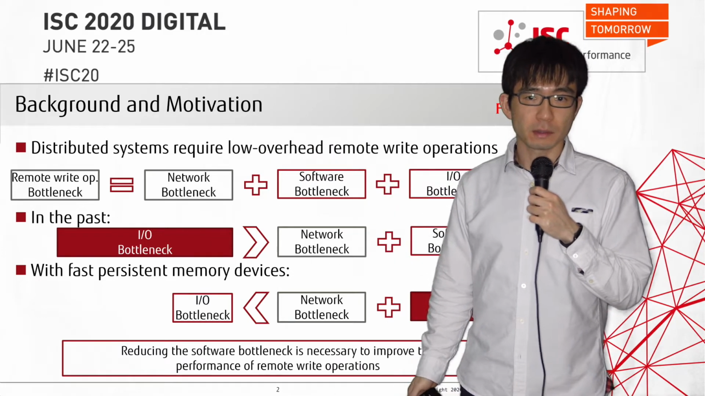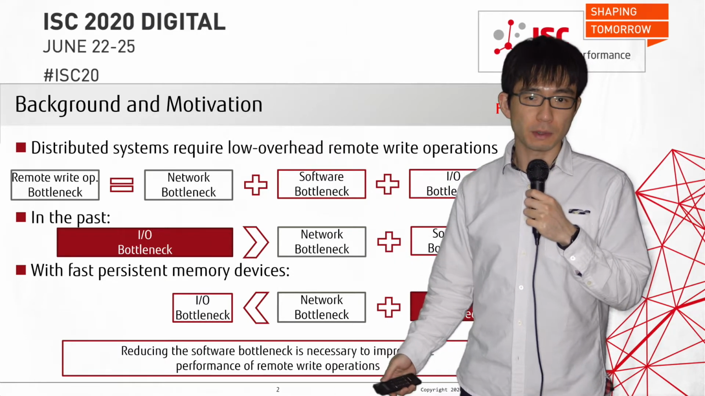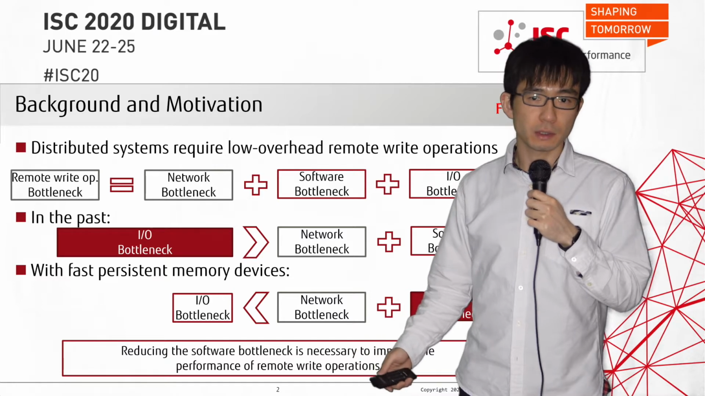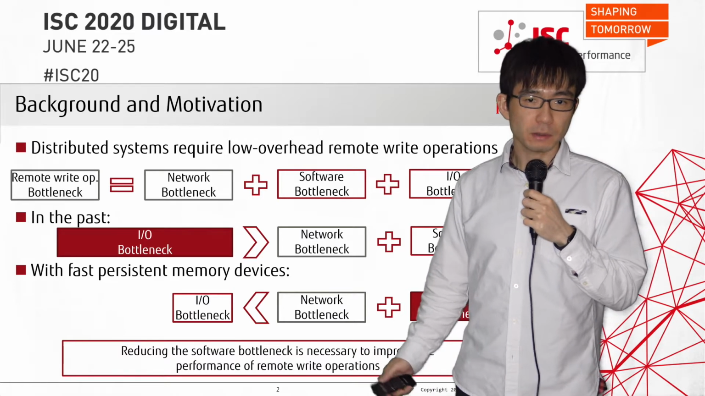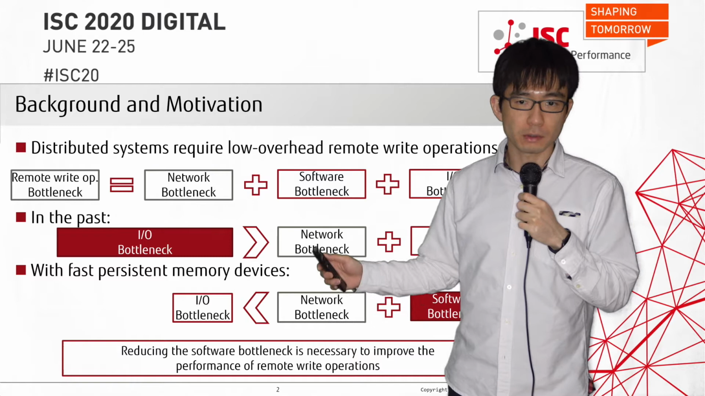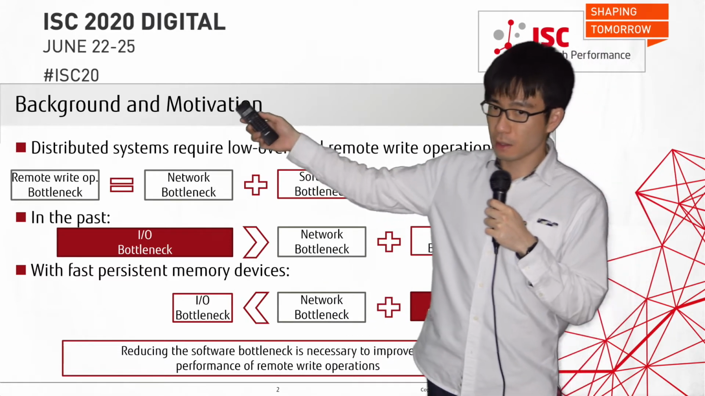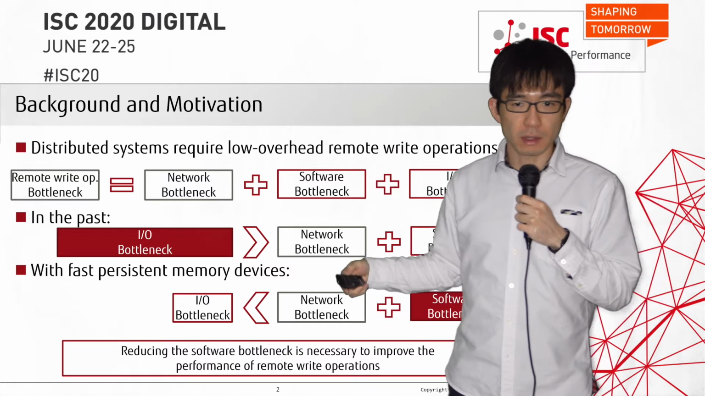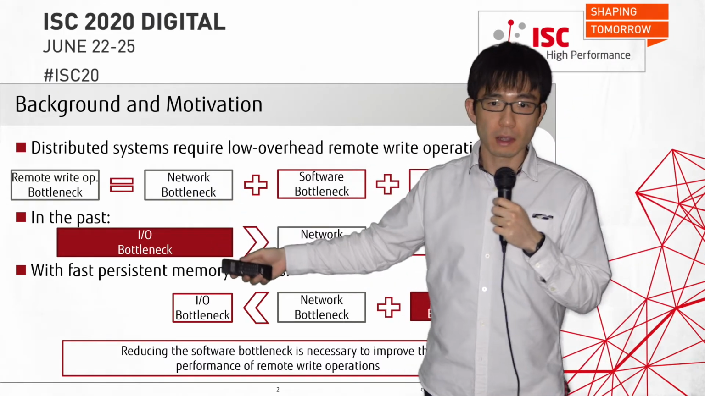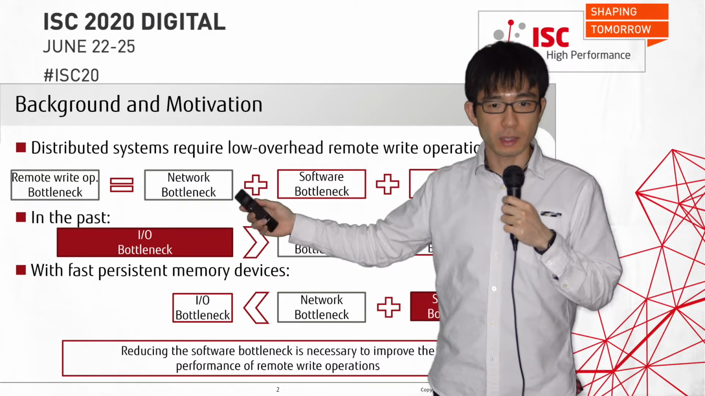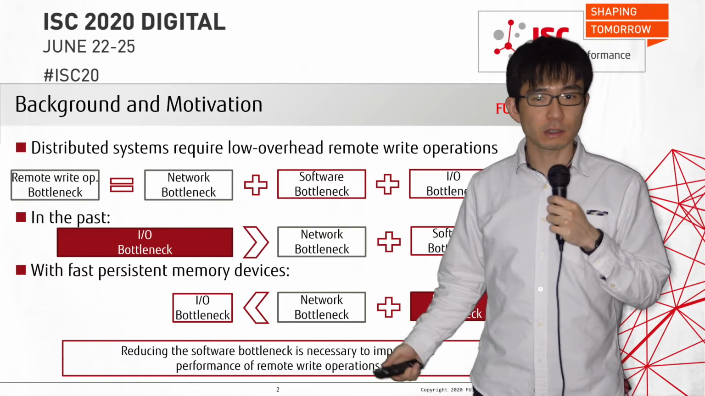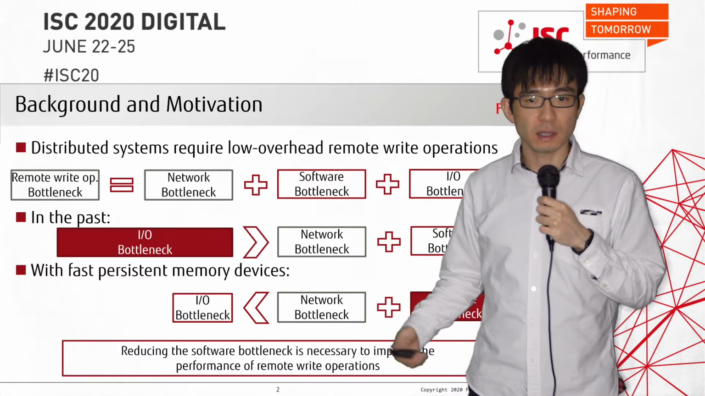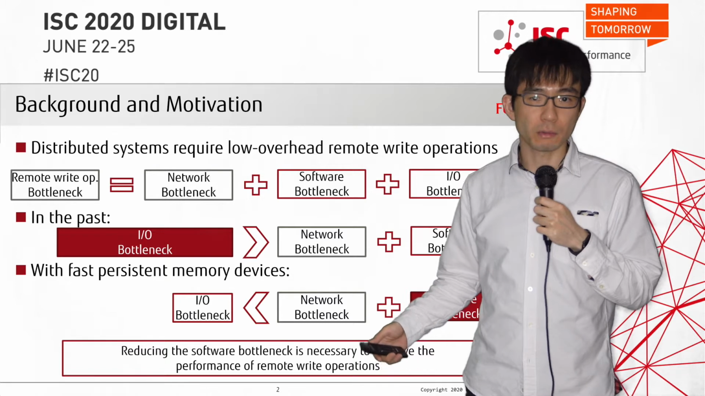Distributed systems need low overhead remote write operations to implement parallel applications efficiently. The bottleneck of remote write operations consists of network bottleneck, software bottleneck, and I/O bottleneck. In the past, I/O bottleneck was dominant because we used hard disk drives and flash memory-based SSDs. They require slow block I/O operations.